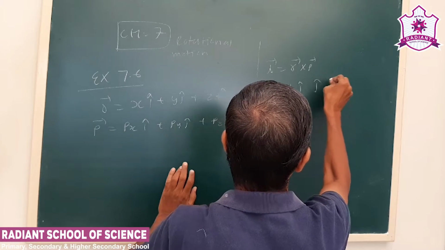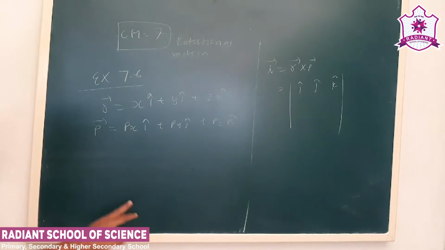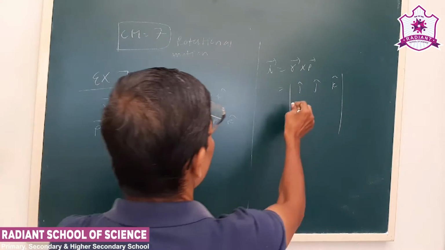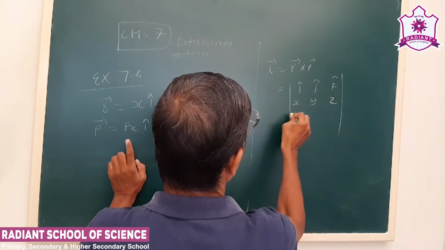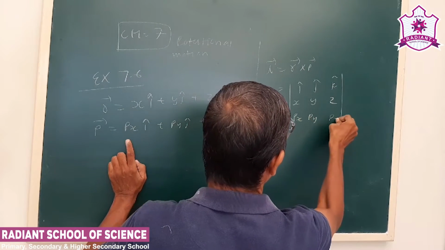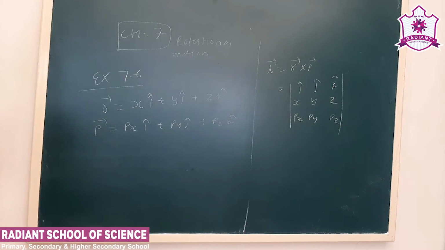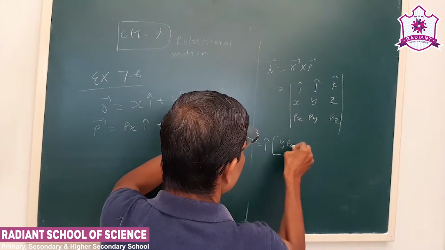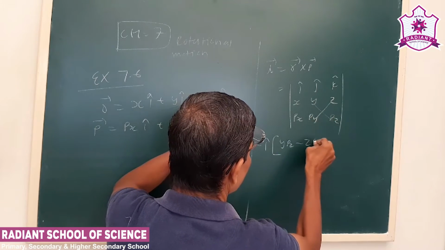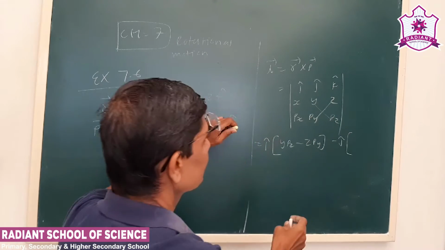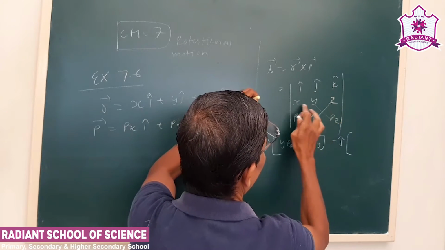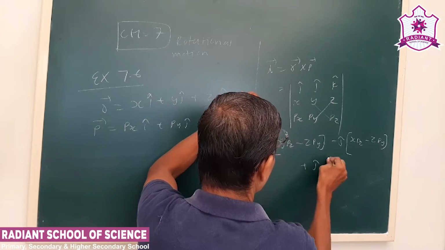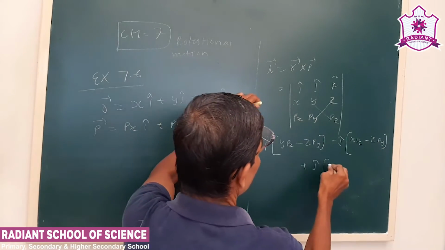We can write i, j, k. The position vector has coordinates x, y, z, so we can write x, y and z. The components will be px, py and pz. Now if we simplify, i caret into (y pz), right diagonal minus left diagonal, minus j, (x pz minus z px), and j caret, x py.